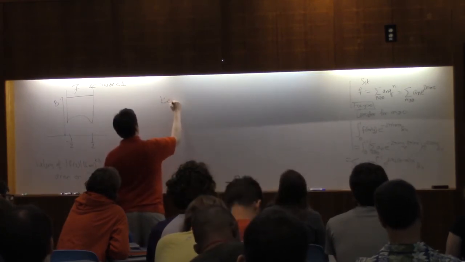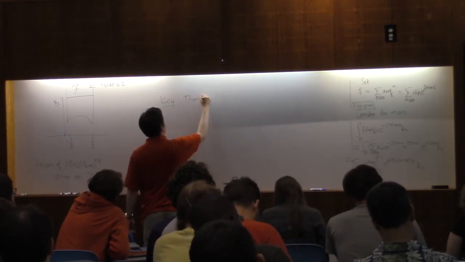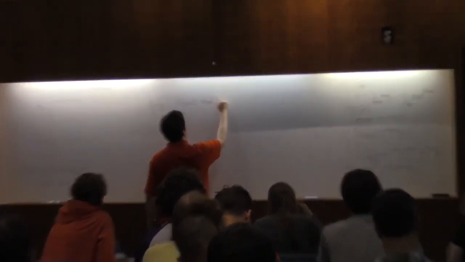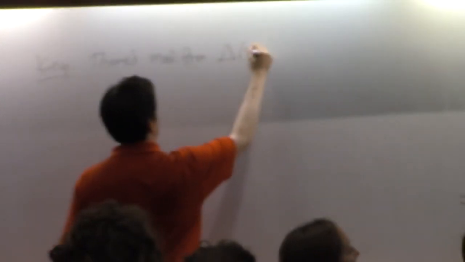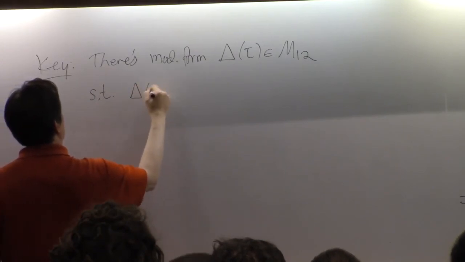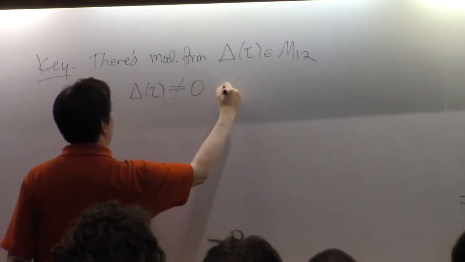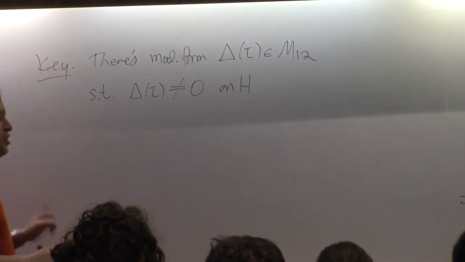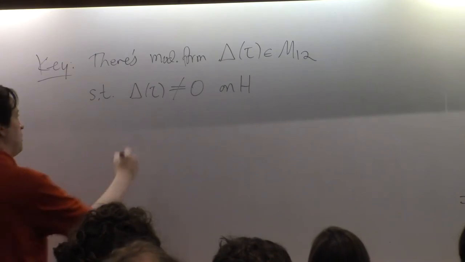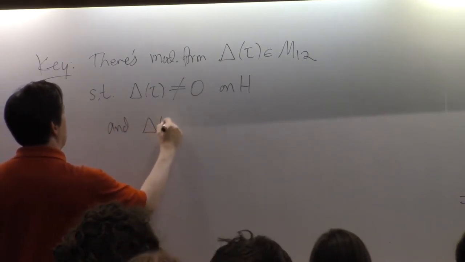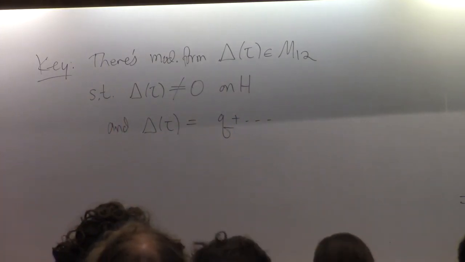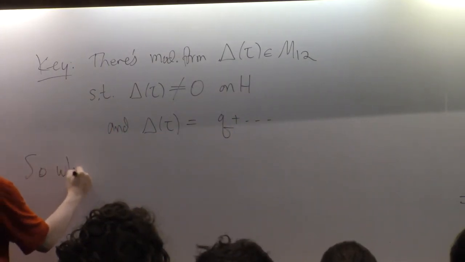The key fact is that there's a modular form, usually called delta, of weight 12, that is not 0 anywhere on the upper half plane. It's a non-zero function. It never vanishes in the upper half plane, and its q expansion starts off with no constant term, starting with a q. So who cares? So what?